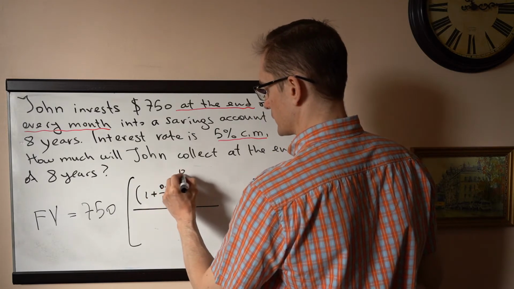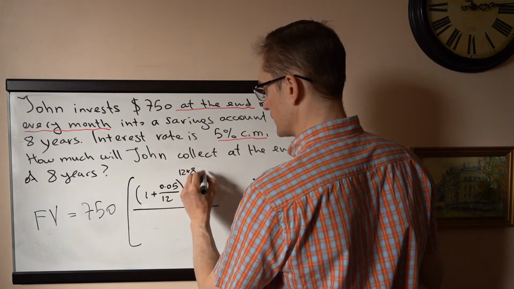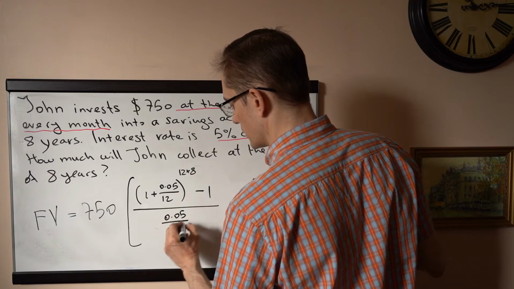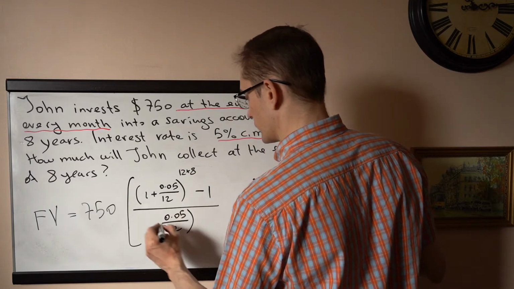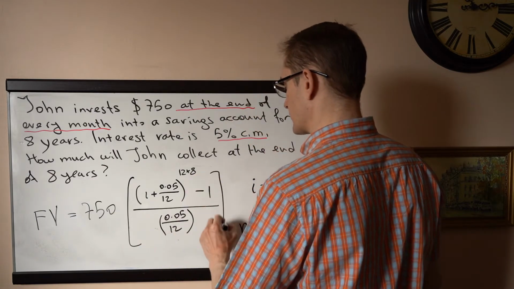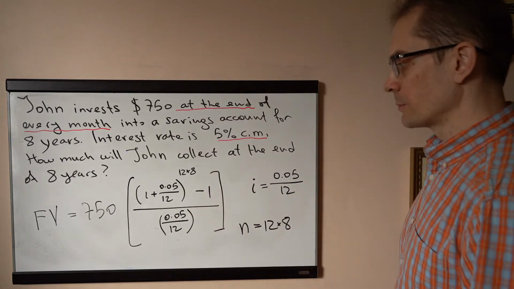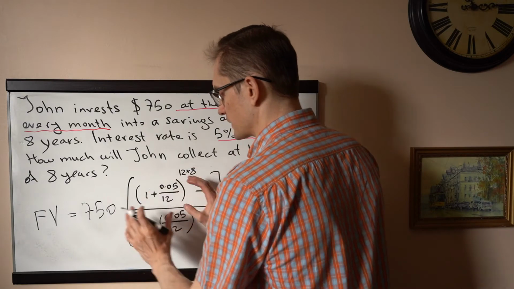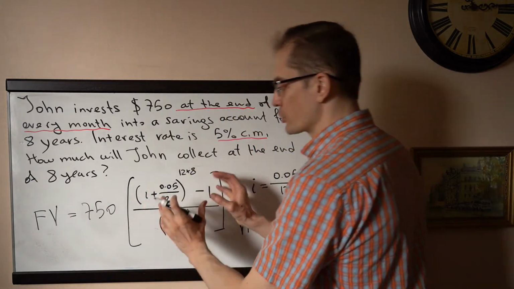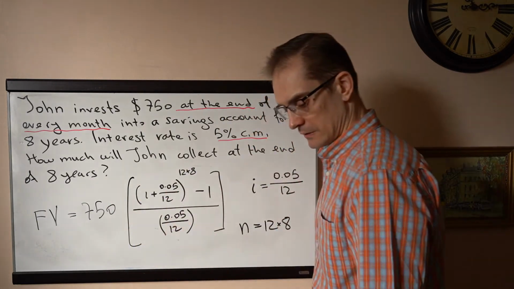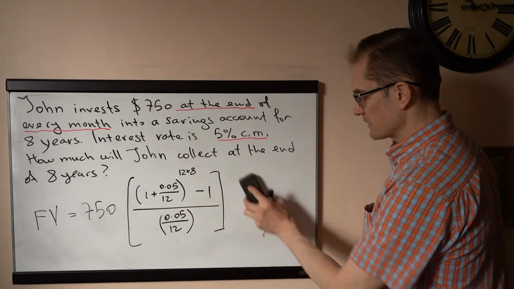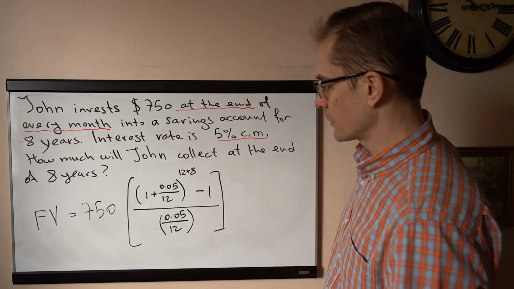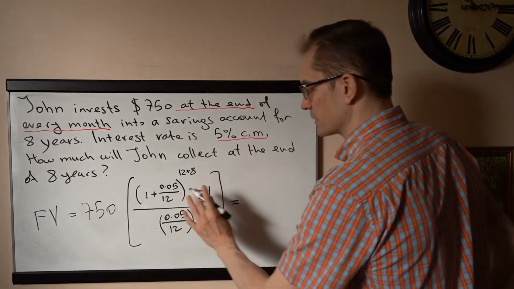So I'll write it completely: 750 times (1 plus 0.05 over 12) to the power of 12 times 8, minus 1, divided by 0.05 over 12. For convenience, I put it in brackets like this. That will be the fully constructed future value based on that formula. Now I can erase this, because we've seen where we took these items from. Now we need to follow BEDMAS to compute it.